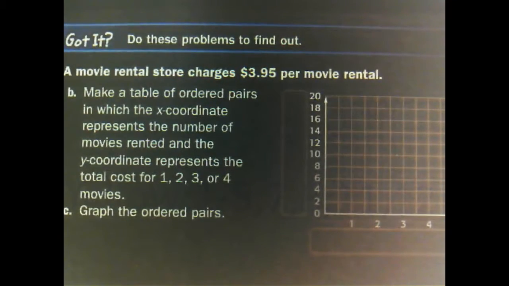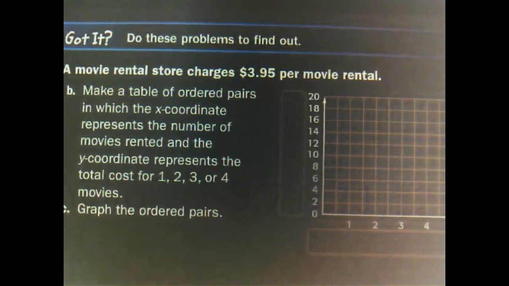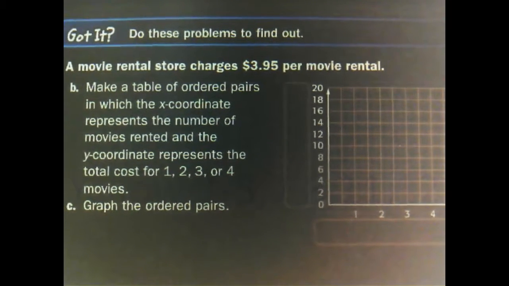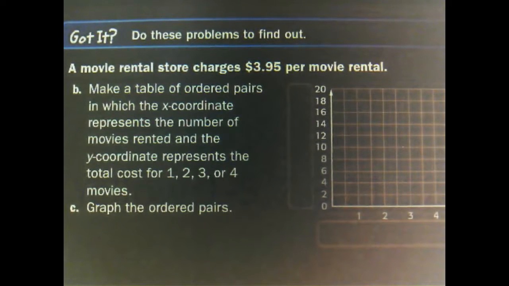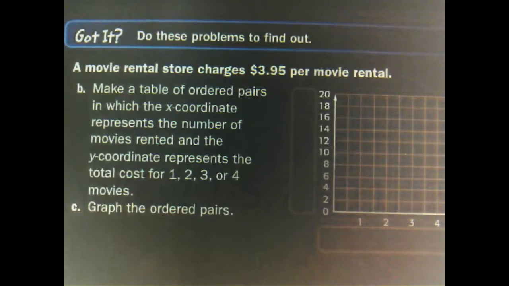Go ahead and try the next one on your own about a movie rental store under the Got It section, B and C. Okay, we should be back from trying this one on our own. Let's go through the answers. So if a movie rental store charges $3.95 per movie rental, then we need to make a table for 1, 2, 3, and 4 movies.